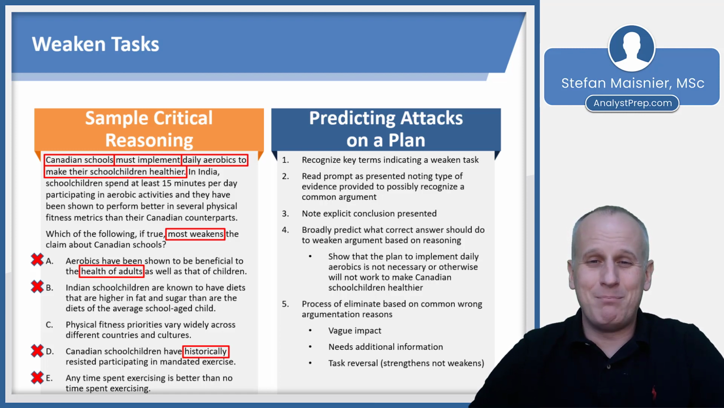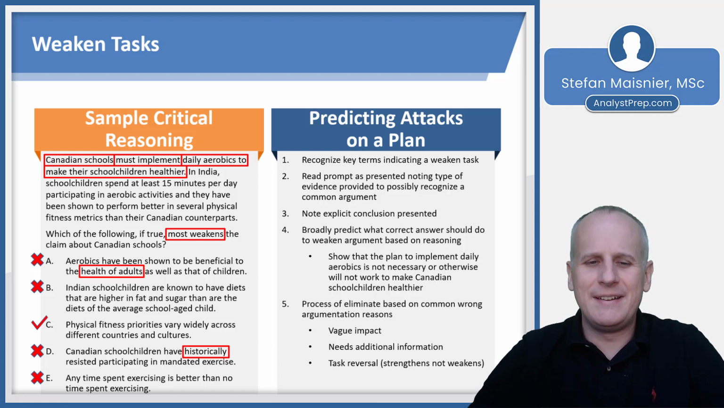So while C may not seem to be all that attractive up front because we're thinking about other more specific details that are addressed in the other answer choices, C really hits on it, because if the physical fitness priorities vary widely across the countries and cultures, we probably don't want to use India as a reason for a plan in Canada.